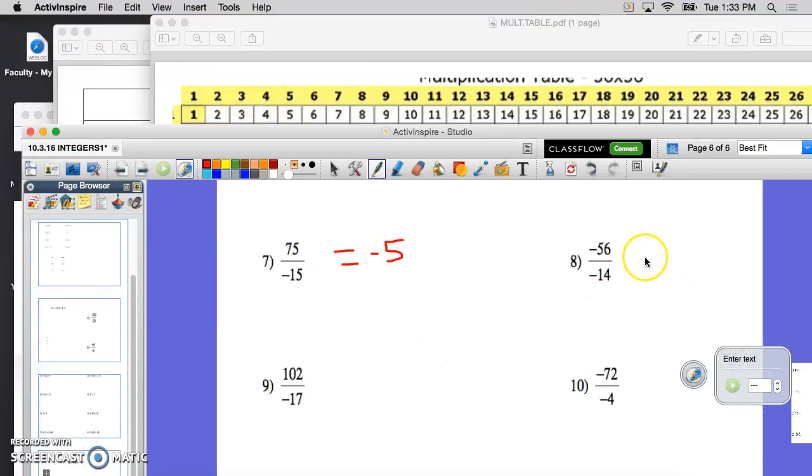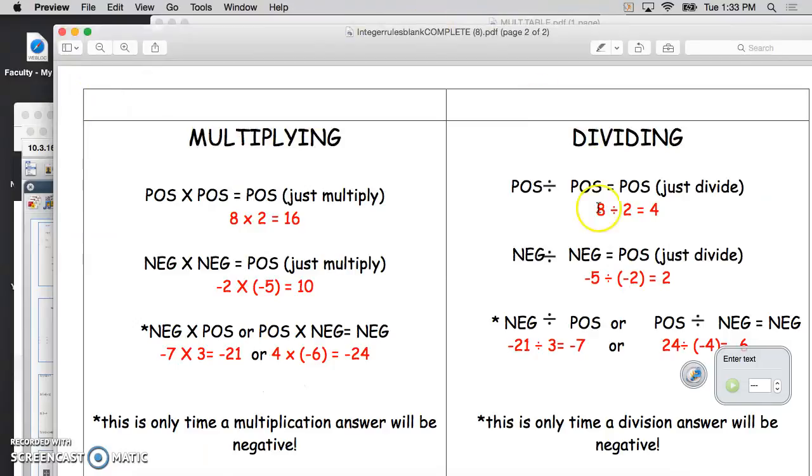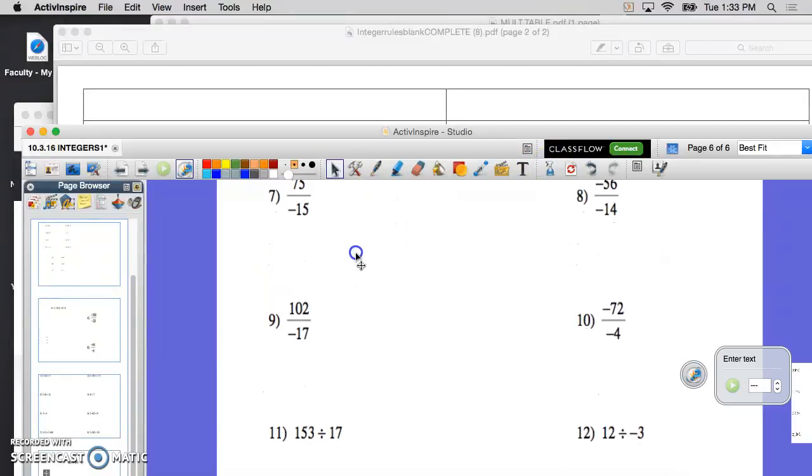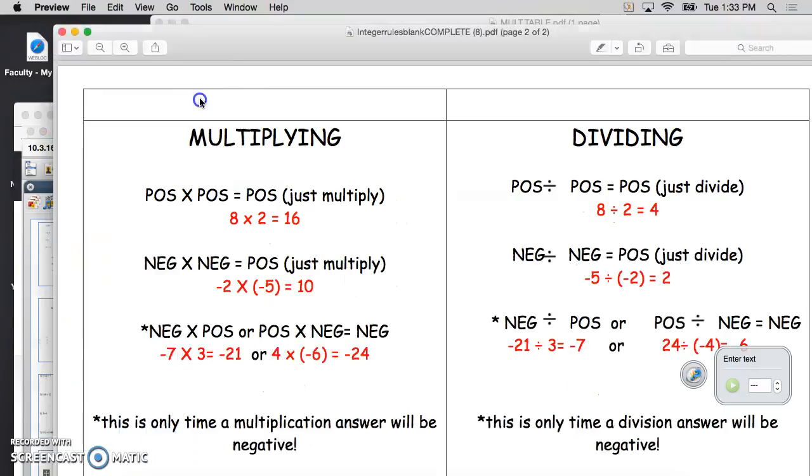So I know that this is going to be 4. Is it positive or negative 4? Well, you have a negative divided by a negative. Look at your rules. Negative divided by negative. Answer will be positive. Just divide. So I'm going to keep that as a positive 4. Boom. Done. Moving on to the next one. My next one, I have 17 will go into 102.